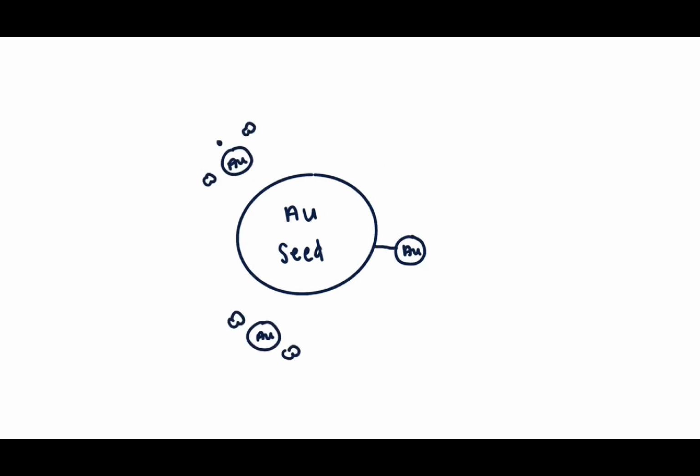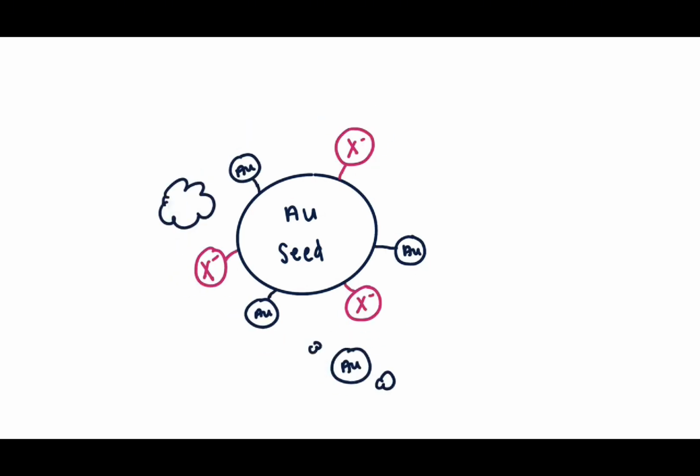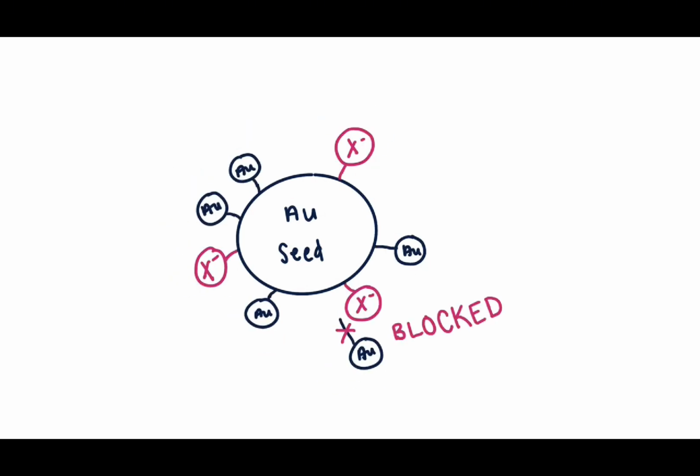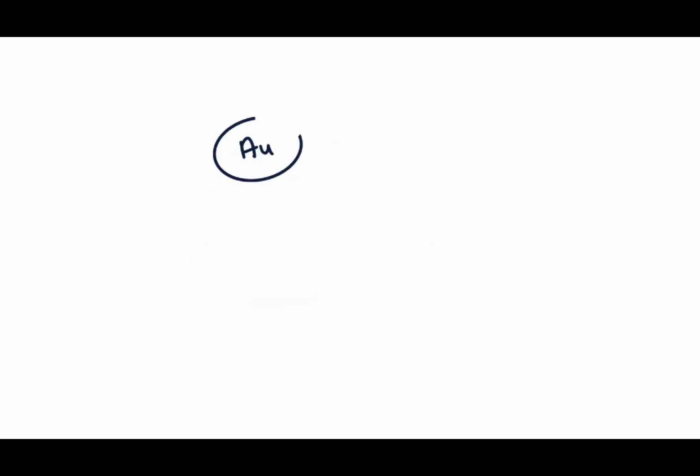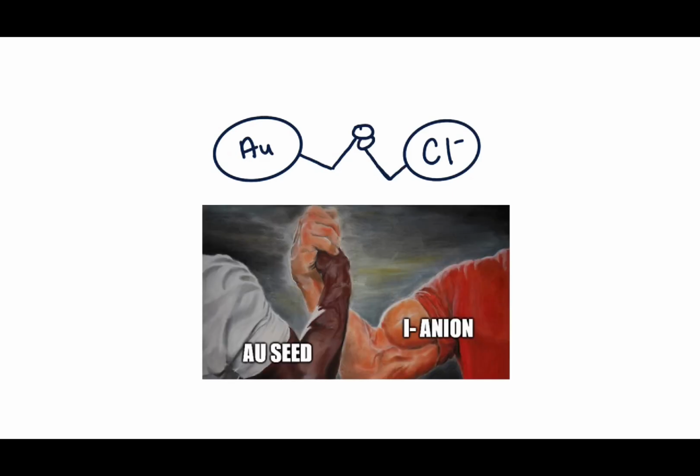Thirdly, the halide anions themselves can inhibit the rate of nanoparticle growth by binding to the surface of the gold nanoparticle, thus blocking the reduced gold particles from growing the seed. These gold halide bonds must be broken before the gold particles can attach, and the strength of the gold halide bond increases with halide size due to the hard-soft acid-base chemistry.